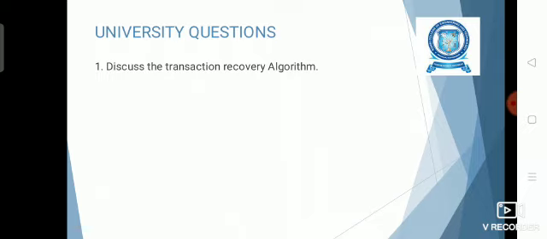Now let us see the possible university questions. Only one possible question is, discuss the transaction recovery algorithm. So we have to explain the algorithm with some set of transaction examples, and we have to tell which transactions have to be undone, rolled back, and which transactions have to be redone, that is, have to perform the redo operations.